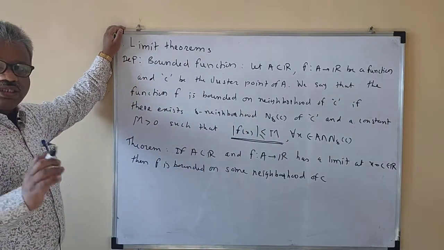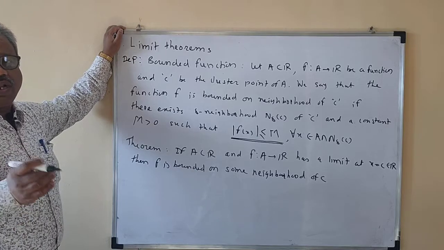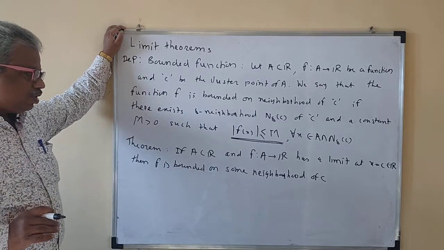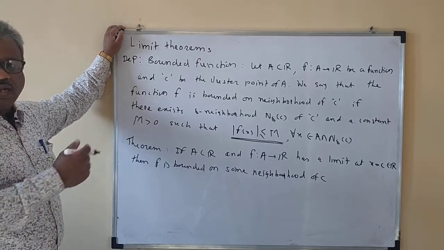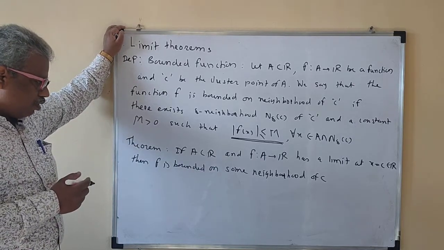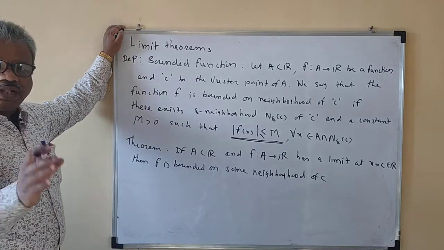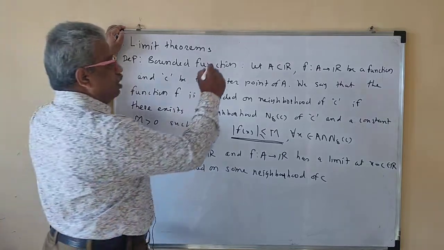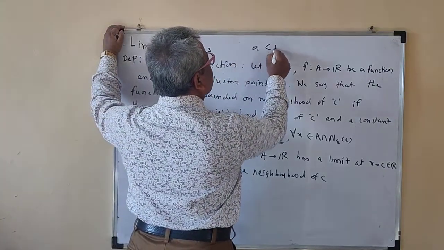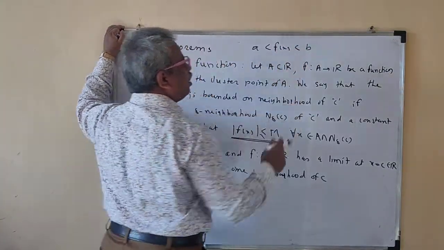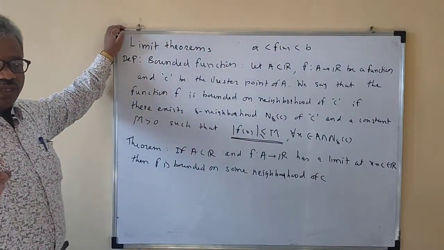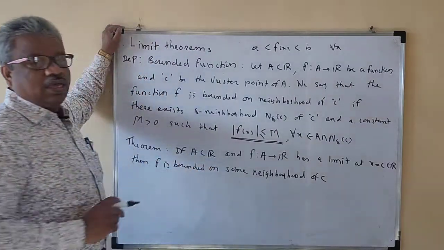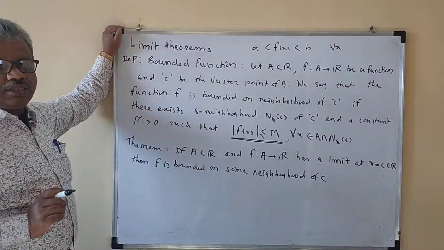So if this holds, it has an upper bound and a lower bound. Minus M is a lower bound and capital M is an upper bound. That means if the function value lies between A and B, that is, A is less than f of x is less than B for all x, if such A and B exist, then your function is a bounded function.